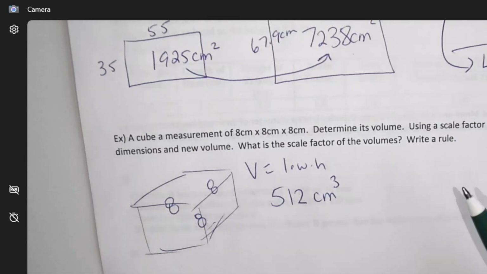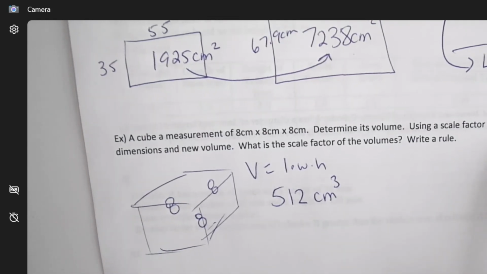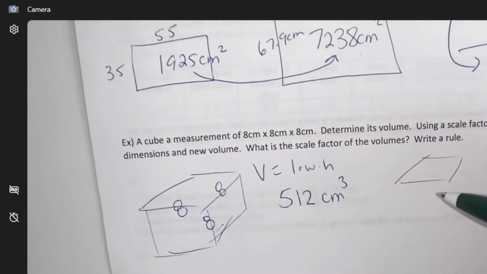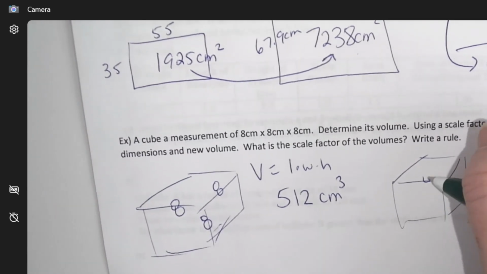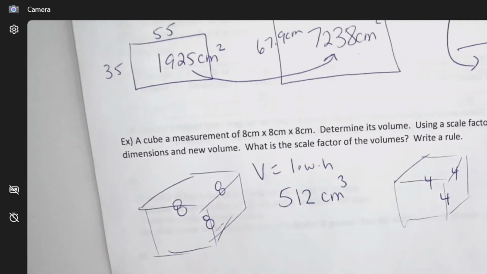Using a scale factor of a half. So I need to make all the dimensions a half. So my new cube is going to have a 4 by a 4 by a 4 on it, because I'm halving all of the dimensions.